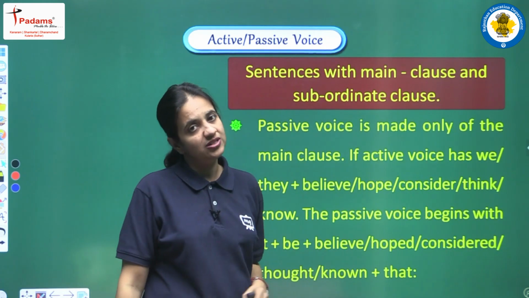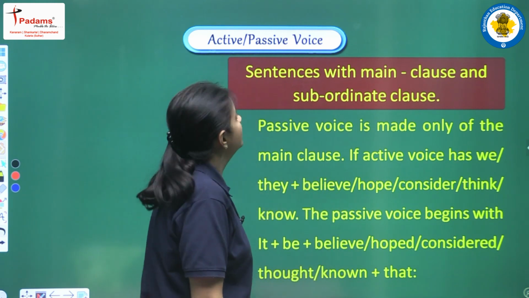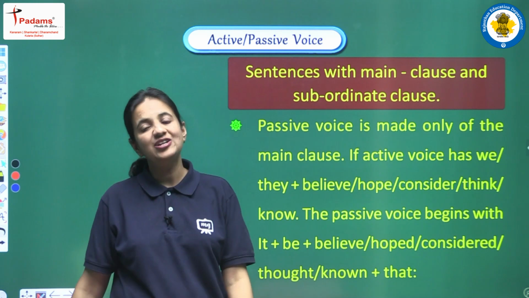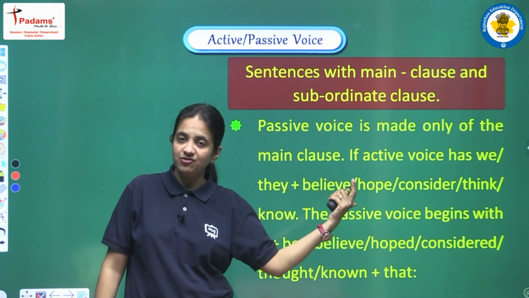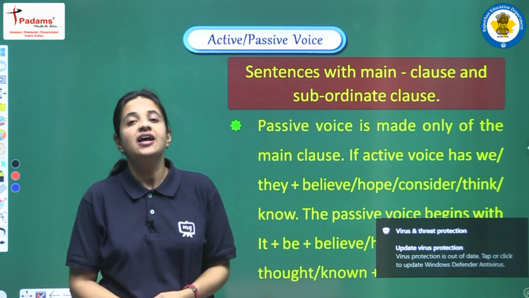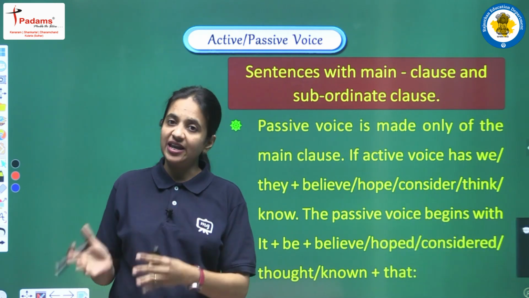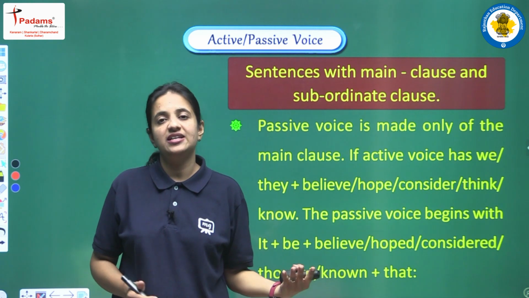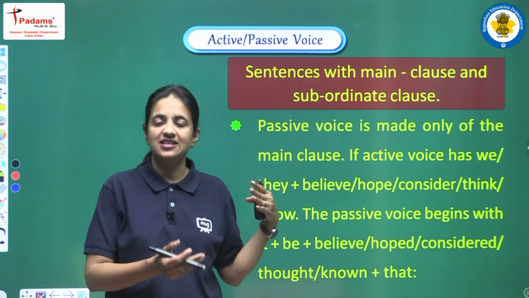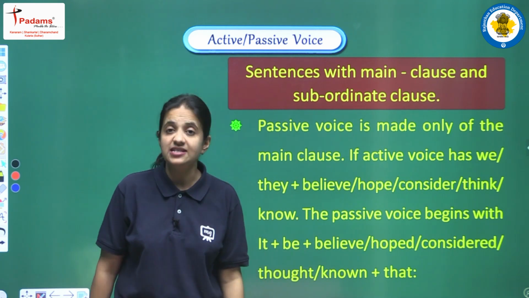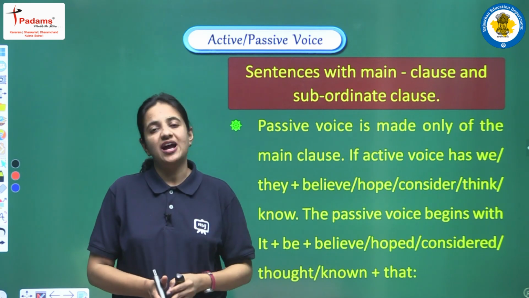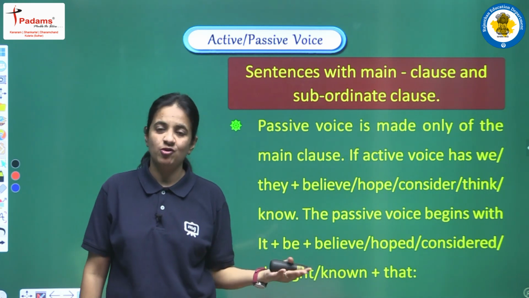Some more important rules we are having here. So let's see. Sentences with main clause and subordinate clause. This is another type of sentence in which we are having two clauses in one sentence, and one of them is known as the main clause and the other one is known as the subordinate clause. So if we are having such a sentence in the active voice and we have to convert that sentence into passive voice, then what are the steps, what are the rules that we will see, that we will learn here.